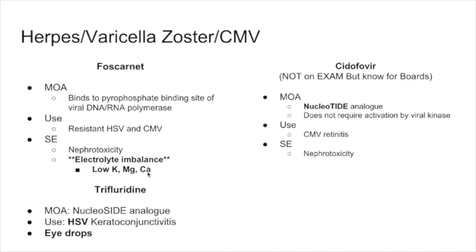And a board question or any question bank will ask you: this is a patient that has resistant CMV and was started on antiviral medication, and now their potassium is, I don't know, 2.8 or 2.5. What is the cause? And the cause will be foscarnet. So it's very important to know this side effect.